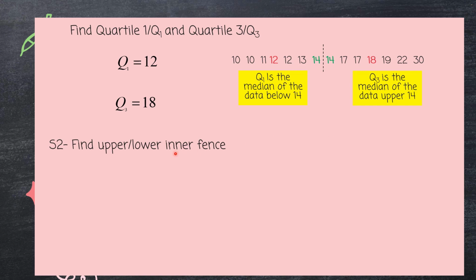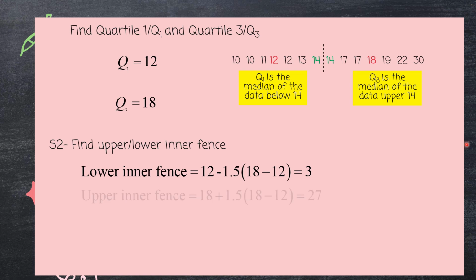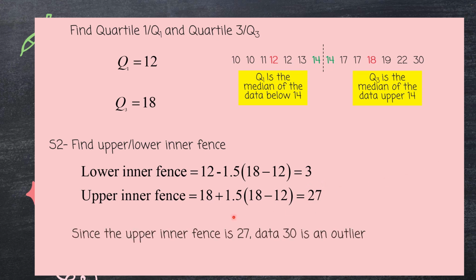Then, find the upper and lower inner fence by using the formula. Lower inner fence equals 3 and upper inner fence equals 27. Therefore, the data has an outlier. Since the upper inner fence is 27, data 30 is an outlier.